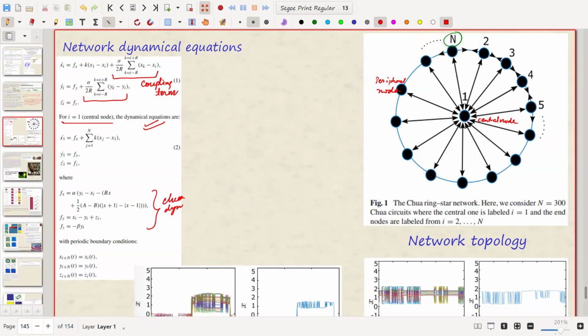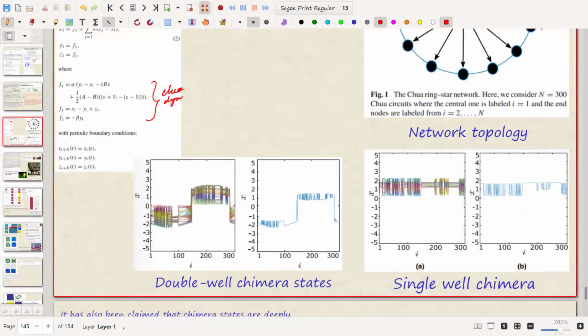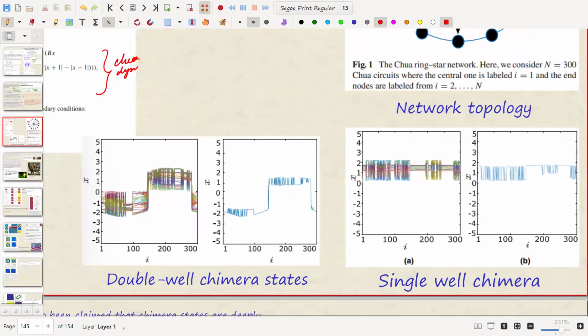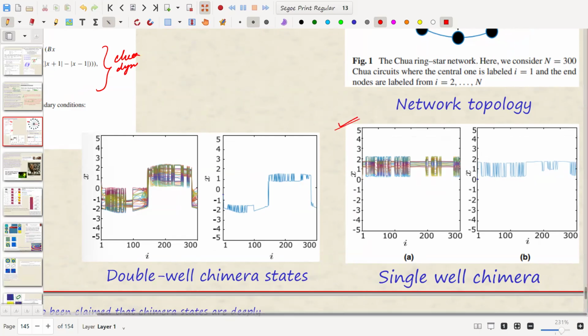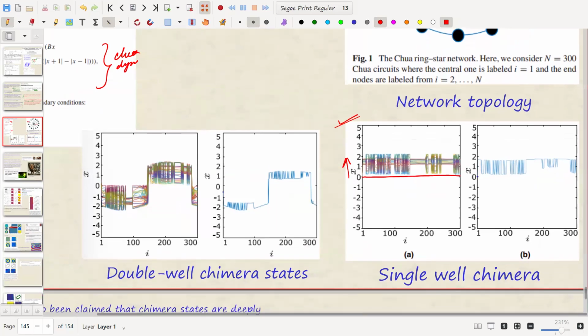And when you simulate this circuit, the dynamics, you get something more interesting over here. Let us consider this one: you will see something known as the single well chimera state. Why is it known as a single well chimera state? Any ideas? You can see that everything lies above zero. All the dynamics is above zero, and hence this is known as a single well chimera state.